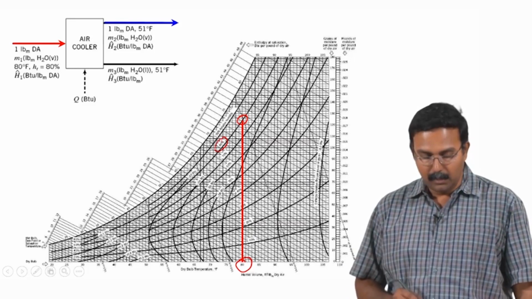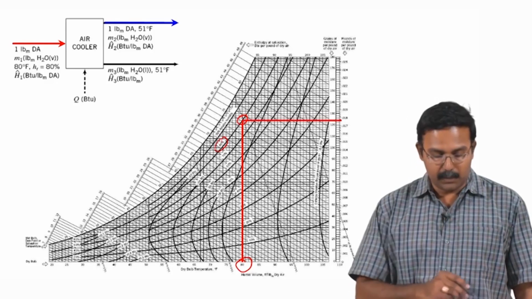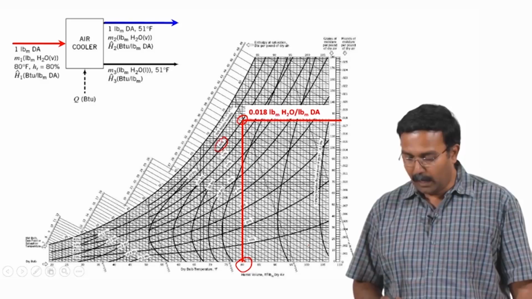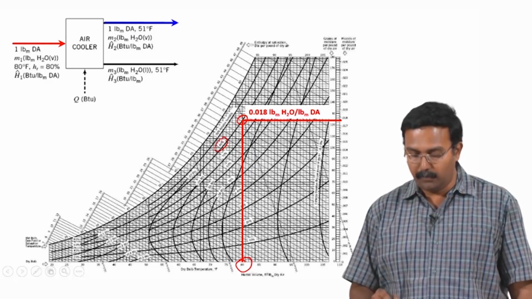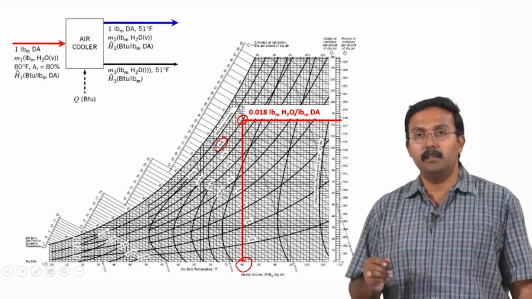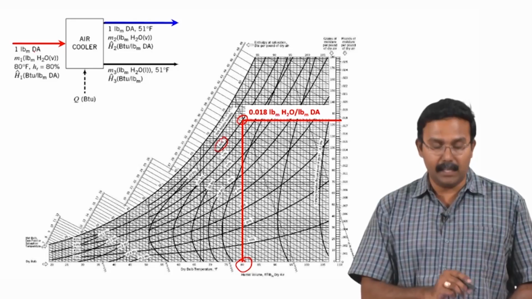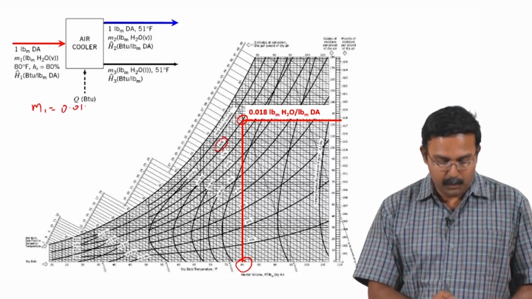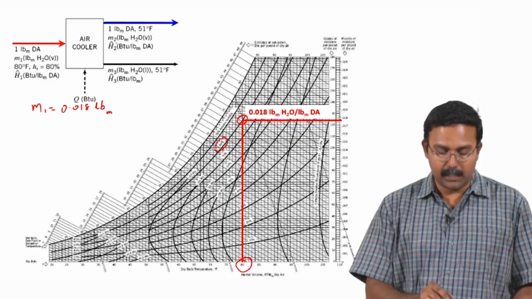Using this we can first identify the absolute humidity of the air which is entering, which is given on the y axis. So the absolute humidity is identified as 0.018 pounds of water per pound of dry air. So this means we have 1 pound of dry air entering. So M1 would be equal to 0.018 pounds. Next information we need to look at is M2.